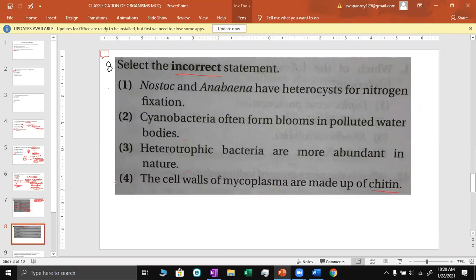Number four, sir. Yes. As I told, in the kingdom Monera, mycoplasma is not having a cell wall. All others have the cell wall. Bacteria, cyanobacteria, actinomycetes, they have cell wall, but mycoplasma doesn't have a cell wall. So there is no question of whether it is made of chitin or cellulose.